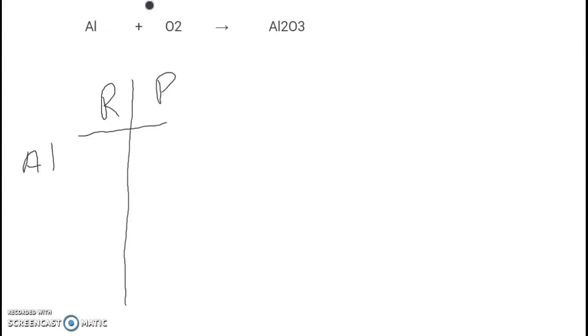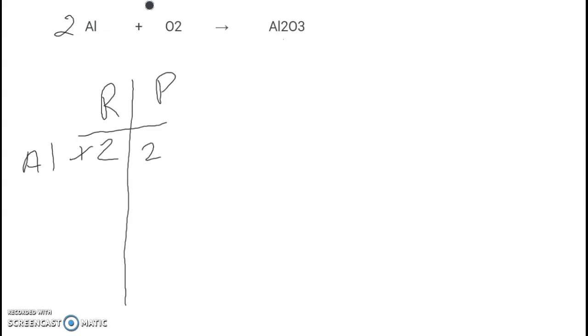How many aluminum do I have on my reactant side? I have 1 aluminum on my reactant side. How many aluminum do I have on my product side? Well, I have 2 aluminum on my product side. So that's not balanced. So let's balance that. How do I turn 1 aluminum to 2 aluminum? I simply multiply this single aluminum atom by 2, and now my aluminum atoms are balanced.